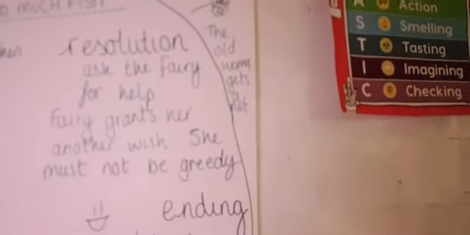So our resolution, she asks the fairy for help. A little bit like in King Midas when he goes back to the fairy boy and asks the fairy boy to help. Well, the fairy in our story grants her another wish, but she must not be greedy anymore. The fairy grants the old woman a new fishing net. So in the end, the old woman is able to catch as many fish as she wants. I wonder if she will continue to be greedy or not.